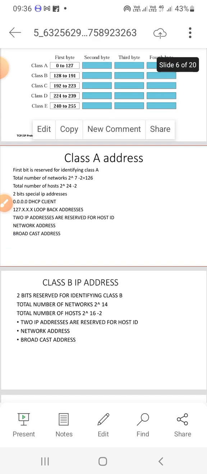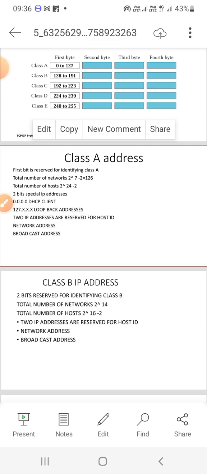The total number of networks present in class A is 2 power 7 minus 2, which equals 126. So 126 networks are present. The total number of hosts is 2 power 24 minus 2. How? In class A, the first 3 bytes are used for host ID. 3 bytes means 3 into 8, which is 24. So 2 power 24 minus 2.